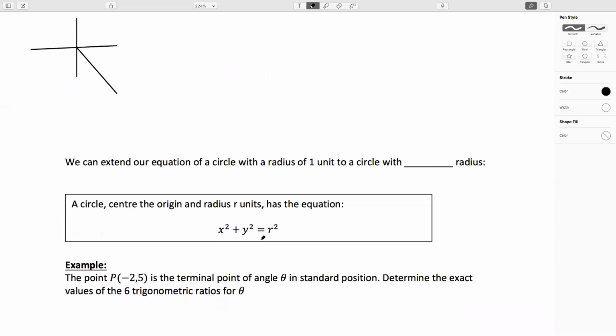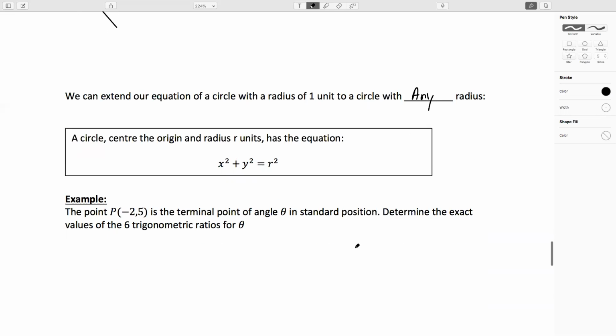We can extend our equation of a circle with radius of 1 unit to a circle with any radius by changing our formula. X squared plus y squared is r squared, where r is going to be the radius rather than 1.